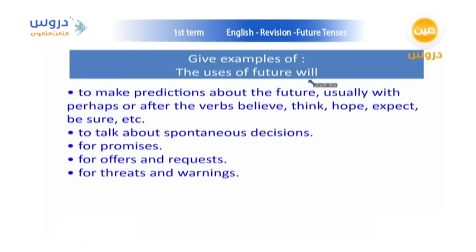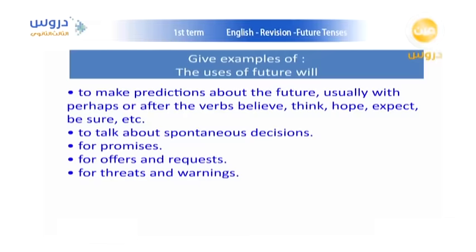When should I use will? The first one, to make predictions about the future, usually with perhaps or after the verbs believe, think, hope, expect, be sure, etc. And to talk about spontaneous decisions, which come immediately. Thank you, Noor. And for promises, and also for offers and requests, for threats and warnings. So these are the uses of future will.